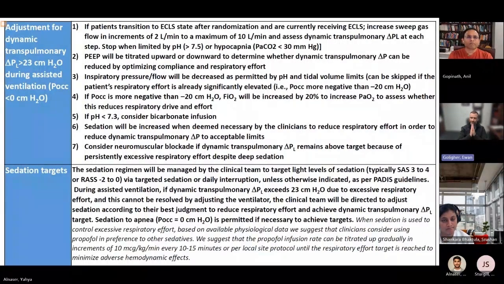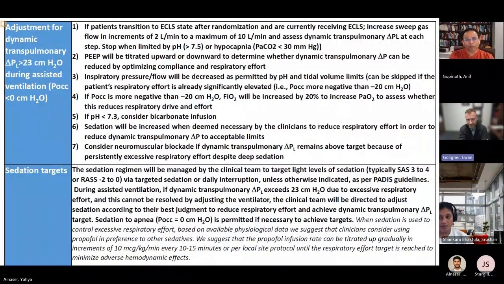Probably the most novel and challenging aspect of the intervention protocol is the idea of trying to limit the transpulmonary driving pressure during spontaneous breathing, because in usual management of respiratory failure, we're not generally used to trying to control respiratory effort. But here, we're concerned that high respiratory efforts can contribute to excess lung stress and strain. So we need to focus on limiting those high respiratory efforts if they develop, and we have developed a protocol for trying to control high respiratory effort under those conditions.